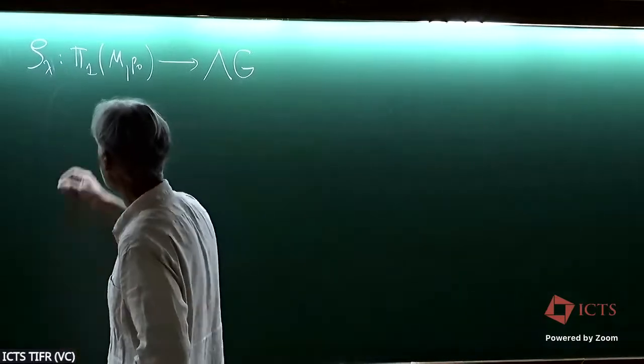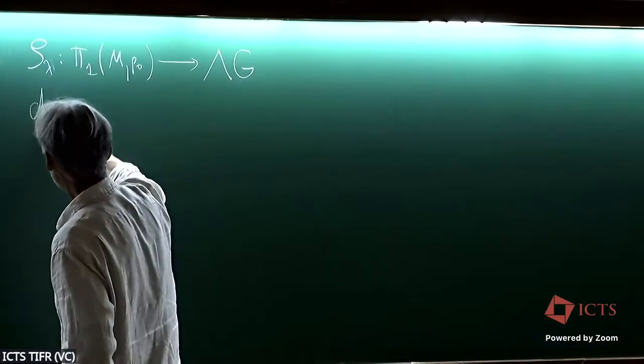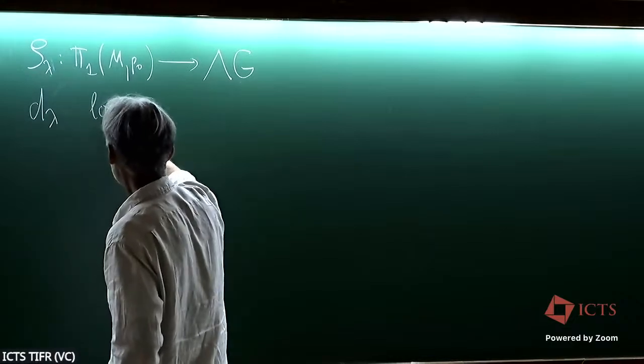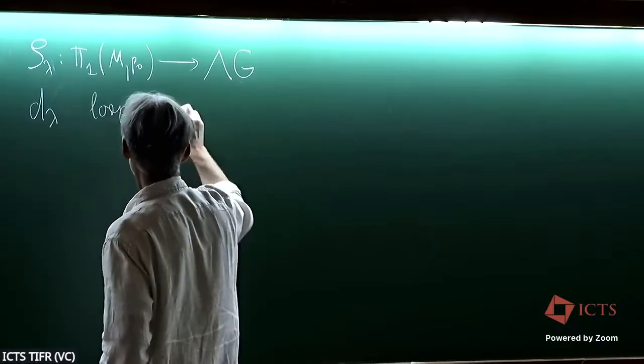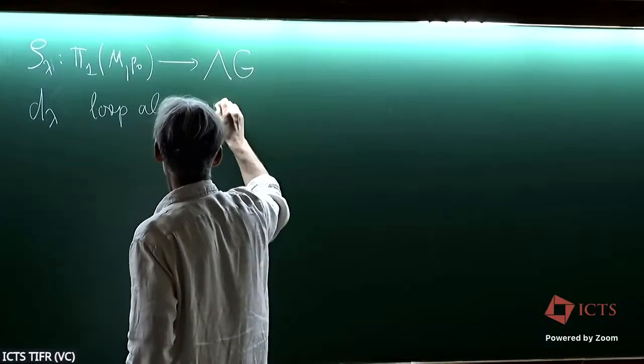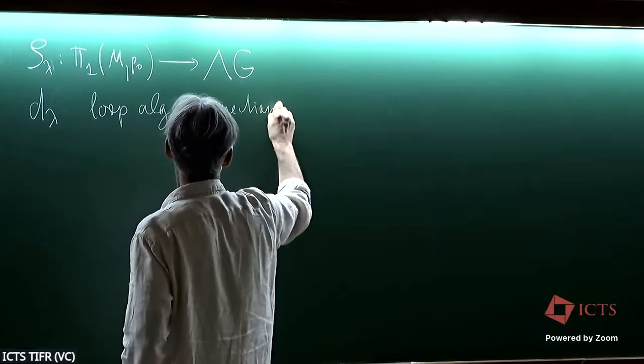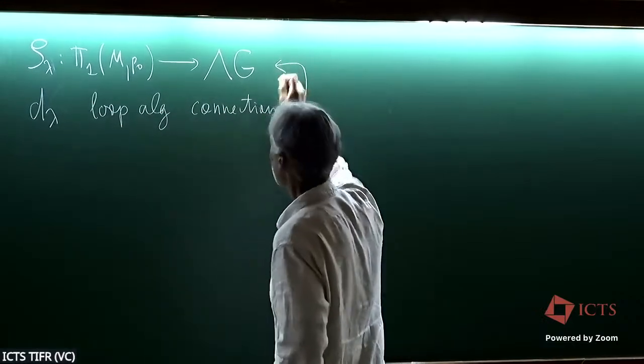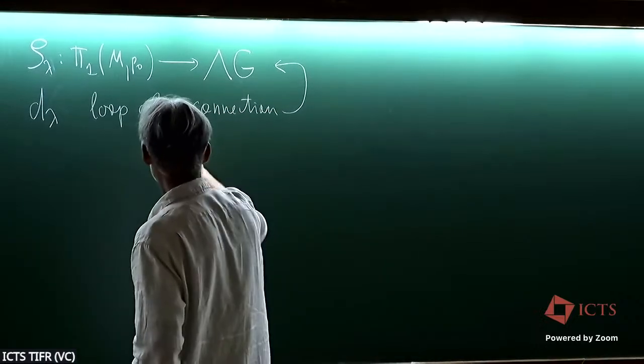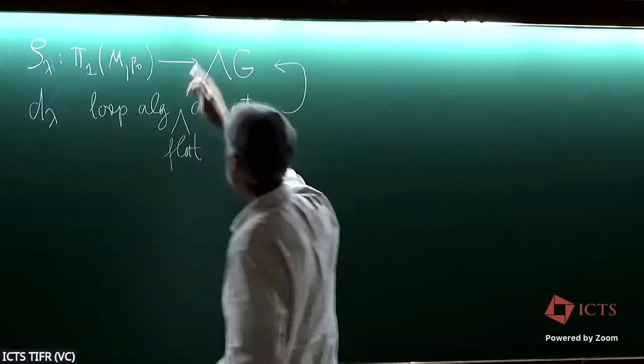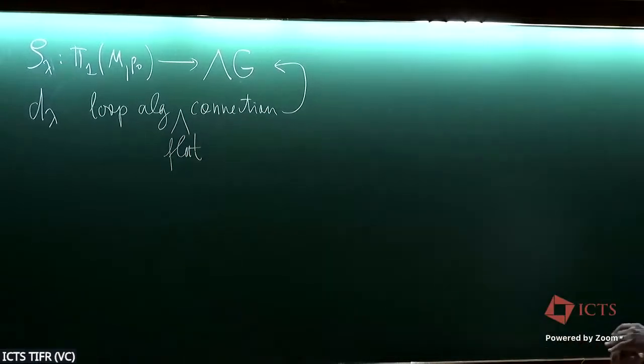So you can think of it, we have a loop algebra valued connection. And that guy induces, of course, flatness. And that makes a loop group valued representation, right? I bundled them all together.